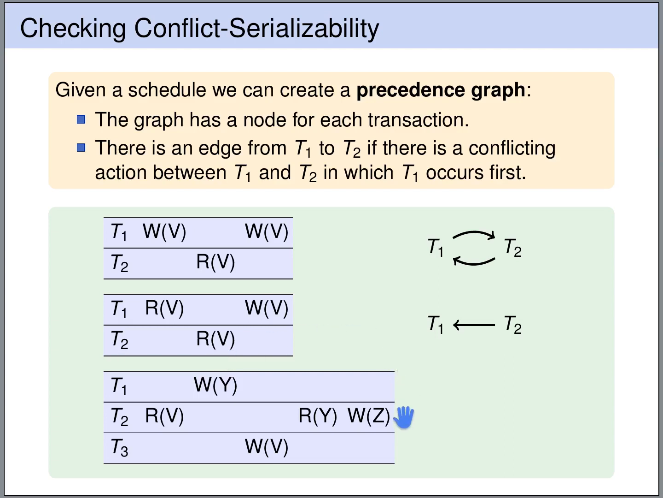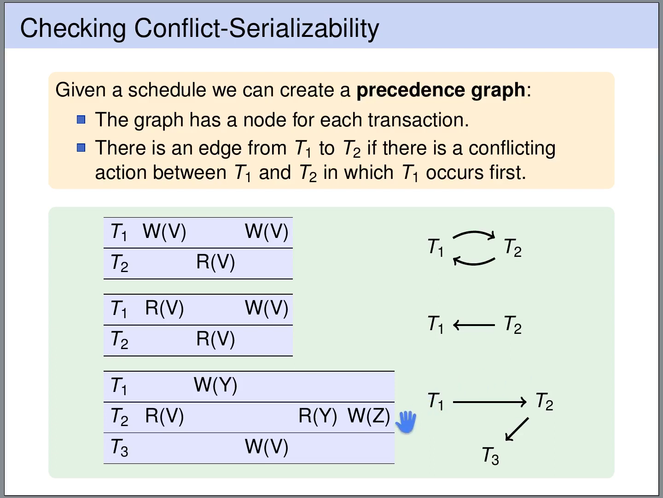Now in our last example, we have two conflicts. We have a read-write conflict. So we have three nodes, T1, T2, T3, and we have an edge from T2 to T3. We also have another write-read conflict between T1 and T2, and the action of T1 appears first, so we also have an edge from T1 to T2.